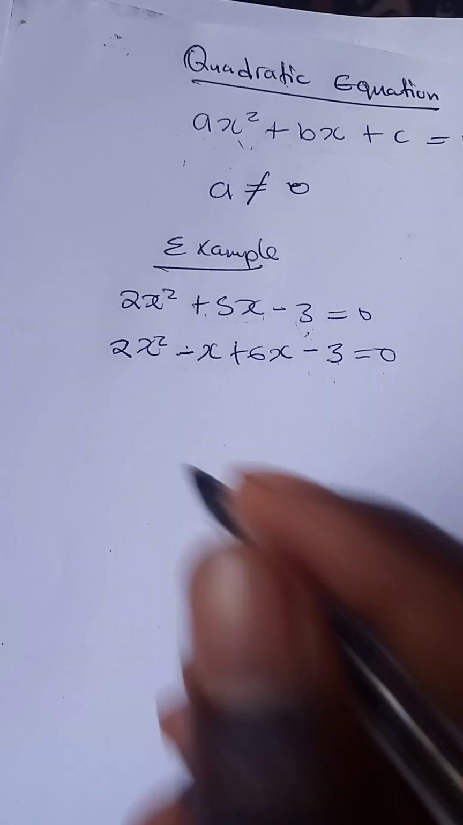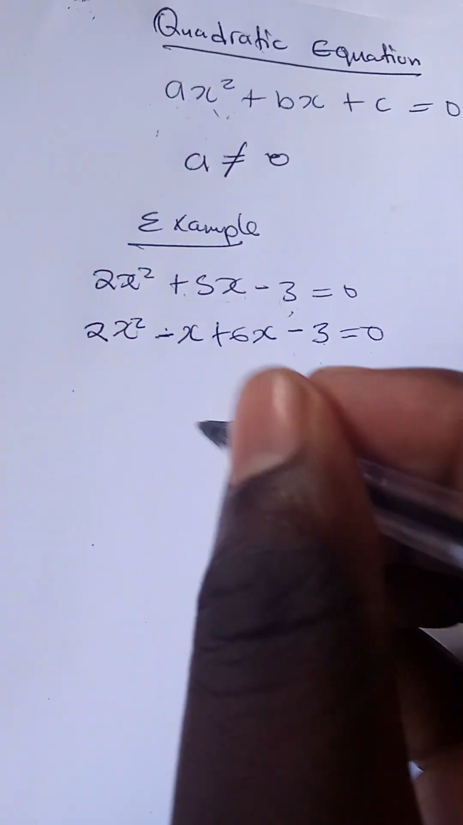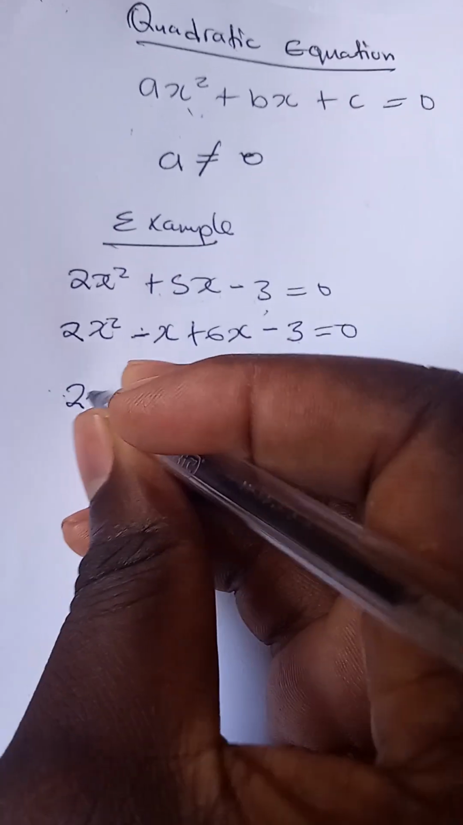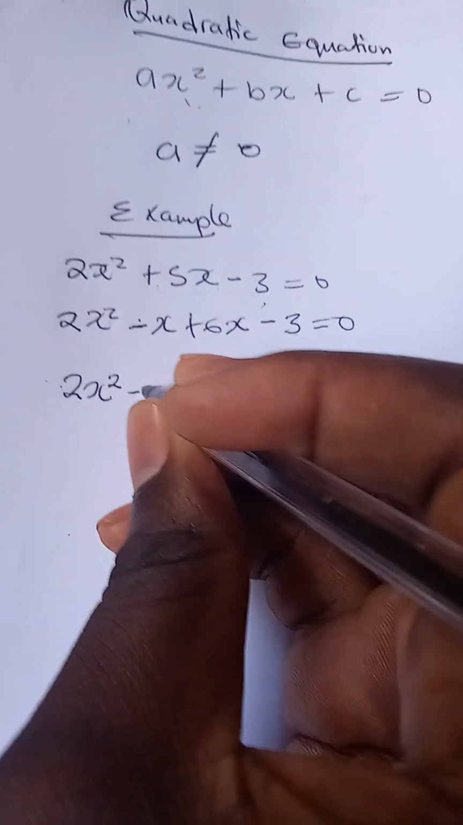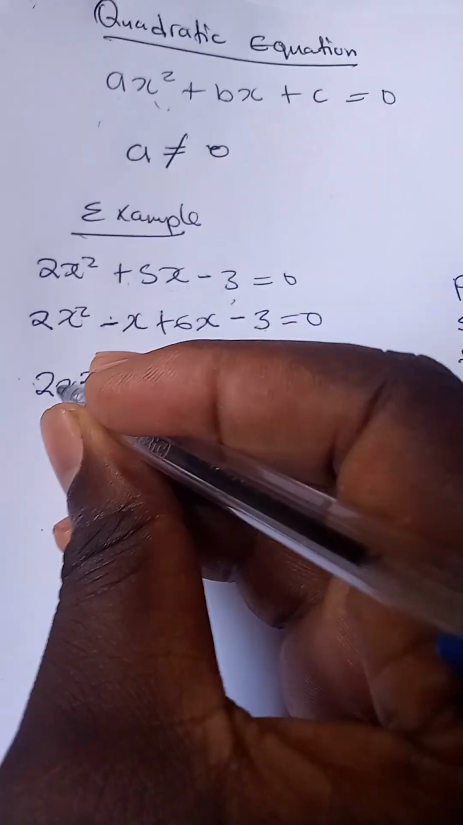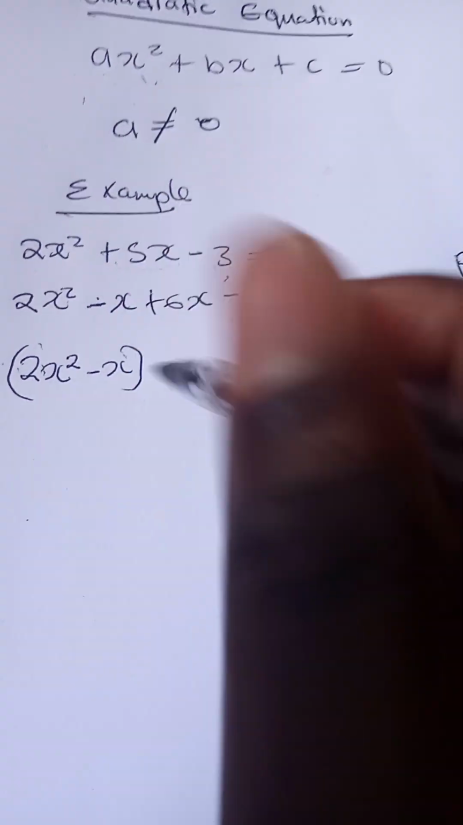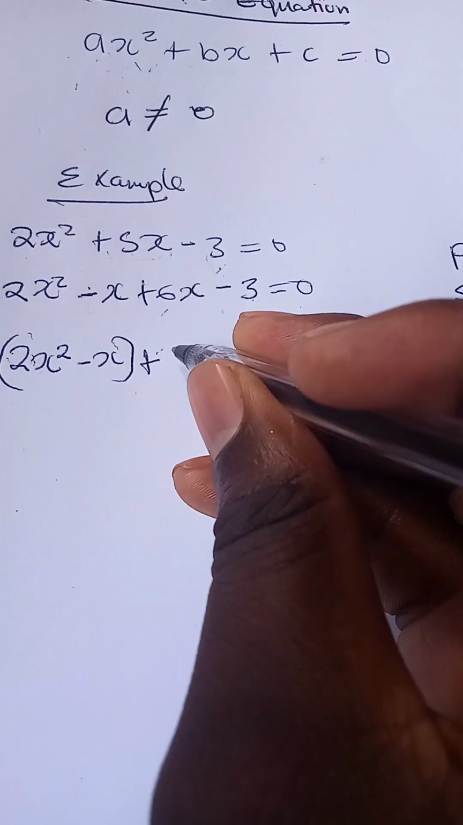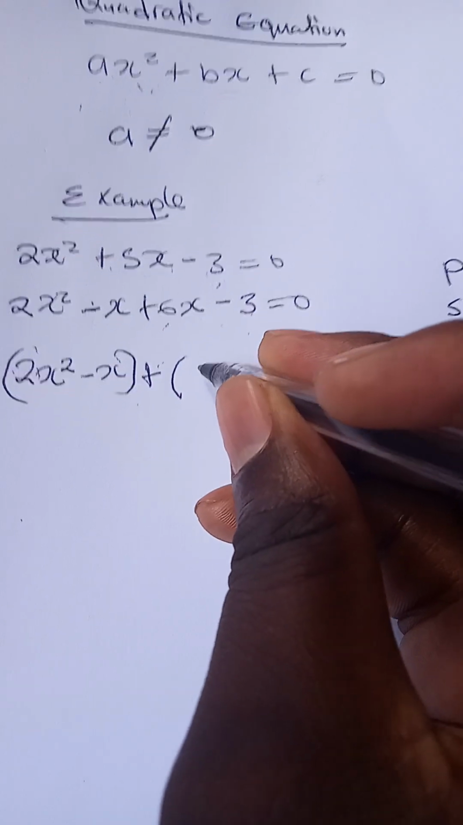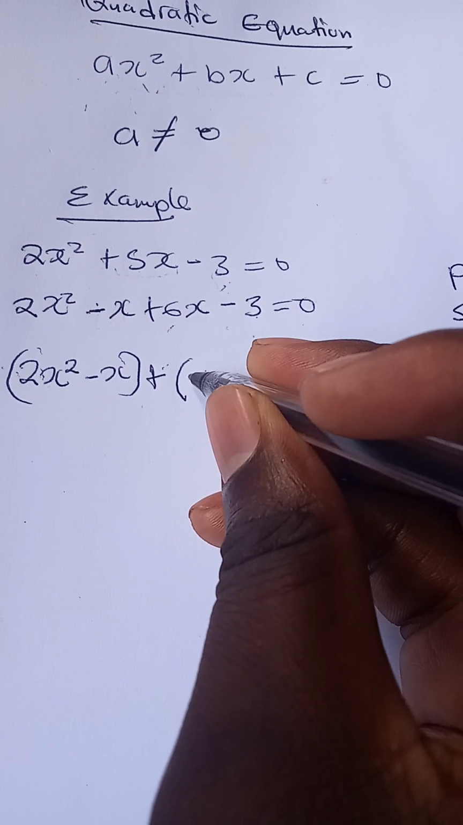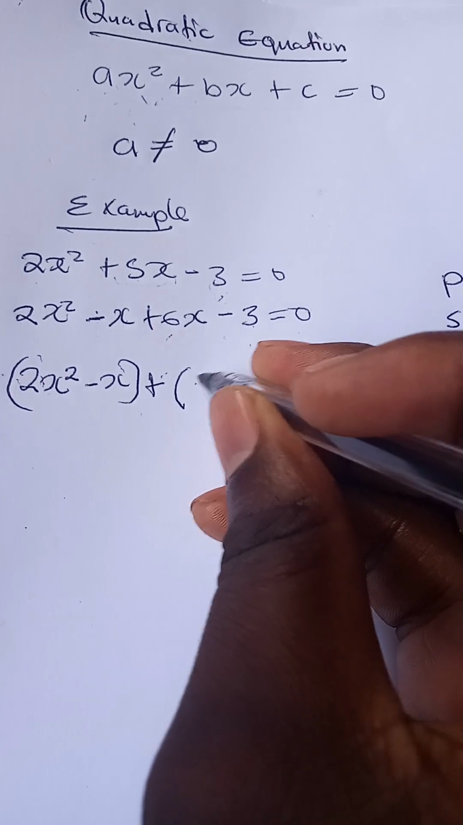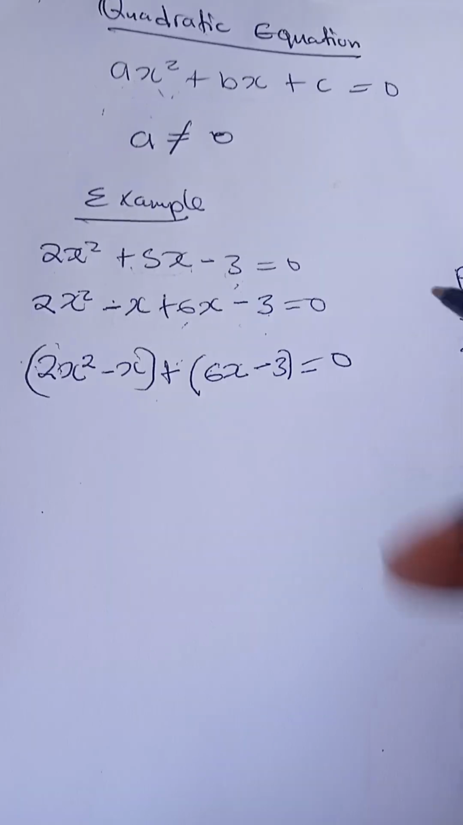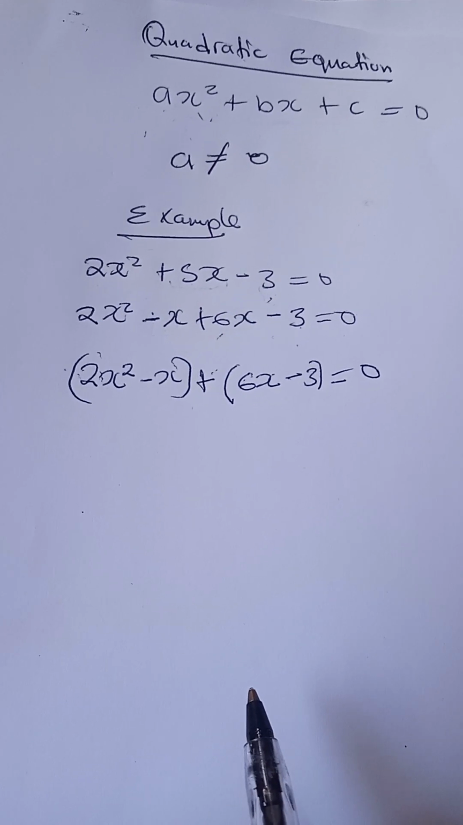Okay, so our next step now, since we're dealing with factorization, is to group them. So we're going to say: open bracket, 2x squared minus x, close brackets. Come to this second part, plus, open bracket, 3x minus 3, is equal to 0. We have grouped them.